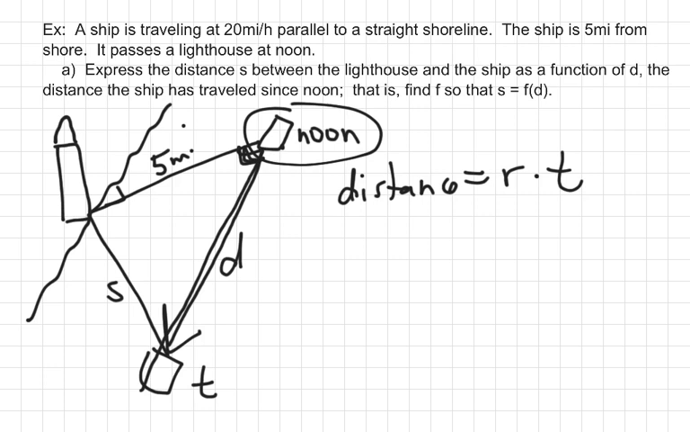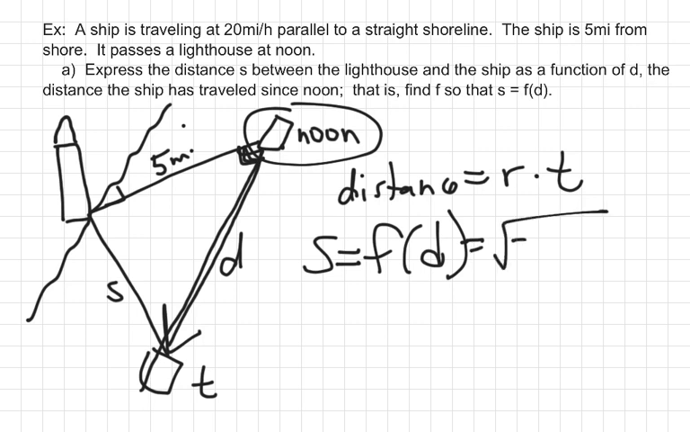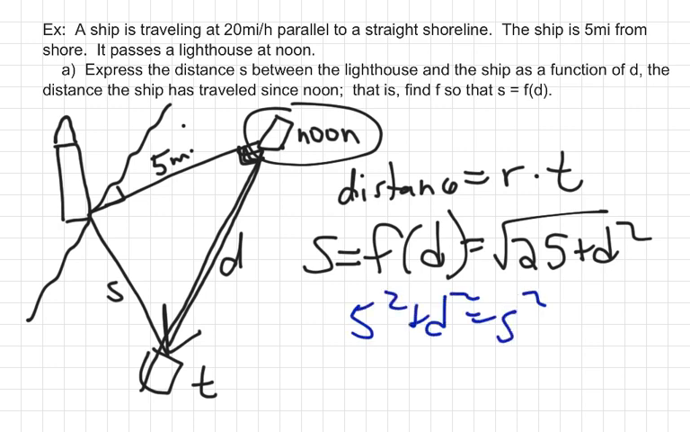So if we relate this using the Pythagorean Theorem, then we can say that s equals a function of d, and then we can use the square root of 25 plus d squared, because the Pythagorean Theorem would say that 5 squared plus d squared is equal to s squared. So s would be the square root of this side, which is your 25 plus d squared. So there's my function.